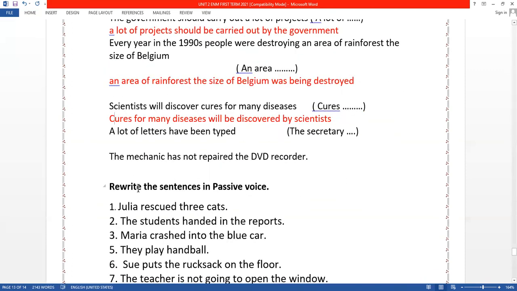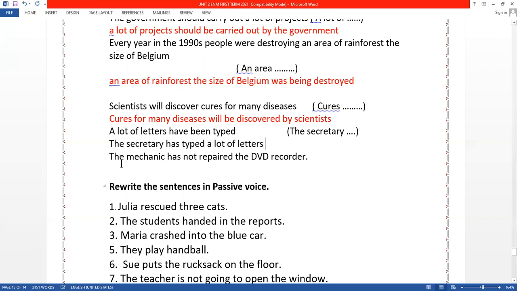A lot of letters have been typed. Here you notice that the sentence is in the passive. I want to change it to active. So the secretary has typed a lot of letters.